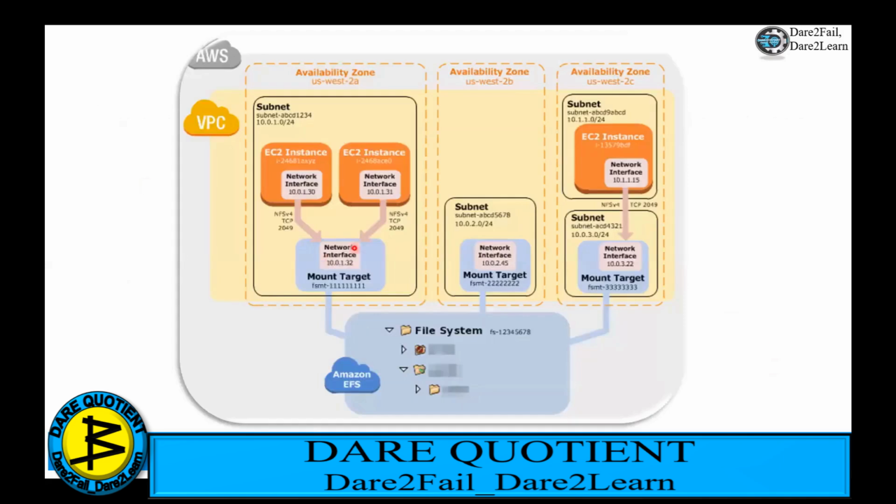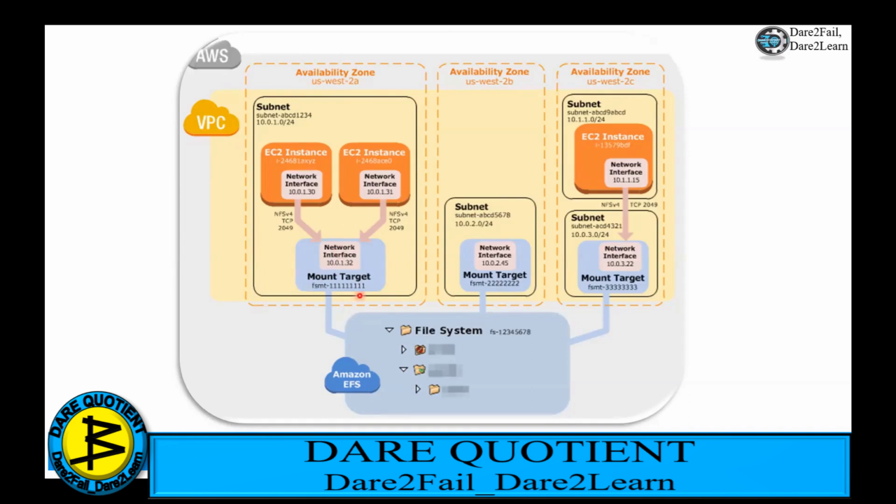So here we have a picture of an EFS system, and we have different availability zones. We have US West 2A, US West 2B, and US West 2C. Now, within each availability zone, you have a subnet. And the EFS system is able to create mount targets within each subnet.